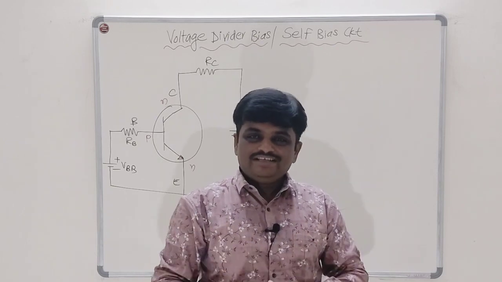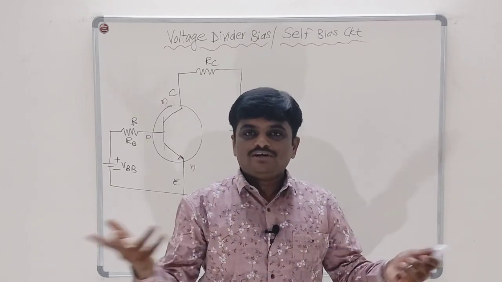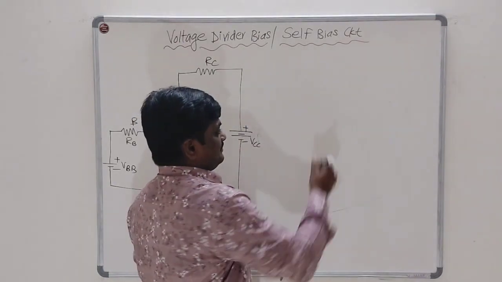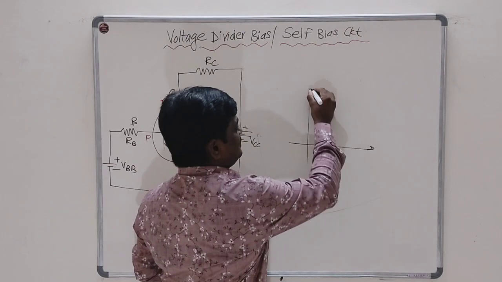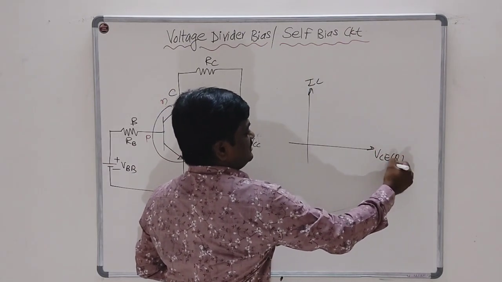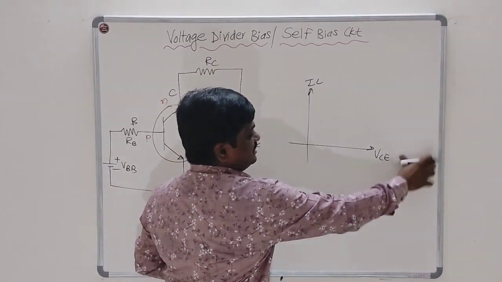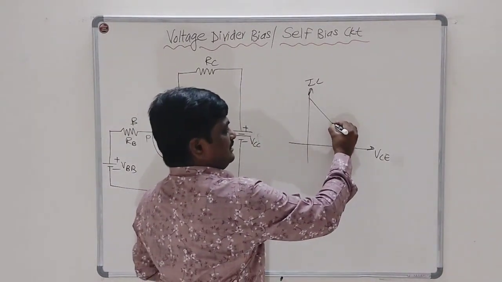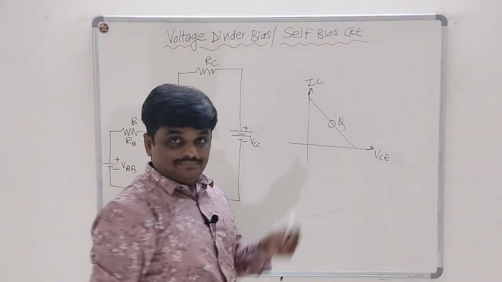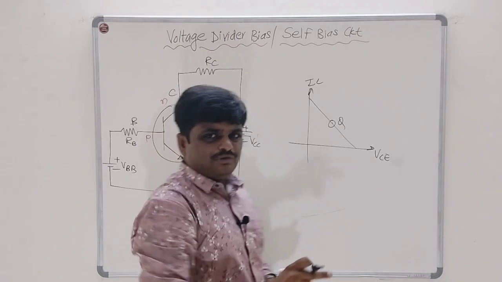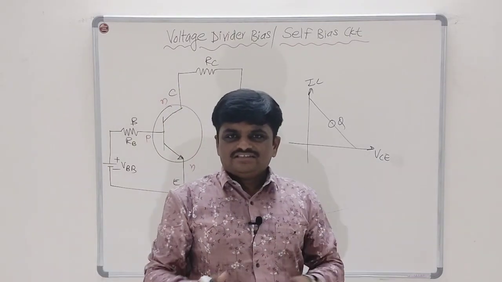If there are variations in the location of the Q point, what will happen? Though you have biased the transistor in the middle region of the output characteristics on the DC load line, in the active region, what will happen if there are variations in this Q point? How will you get variations in the Q point?